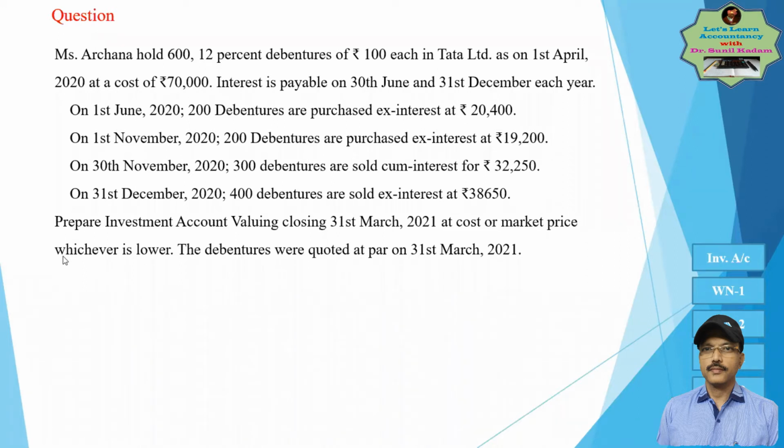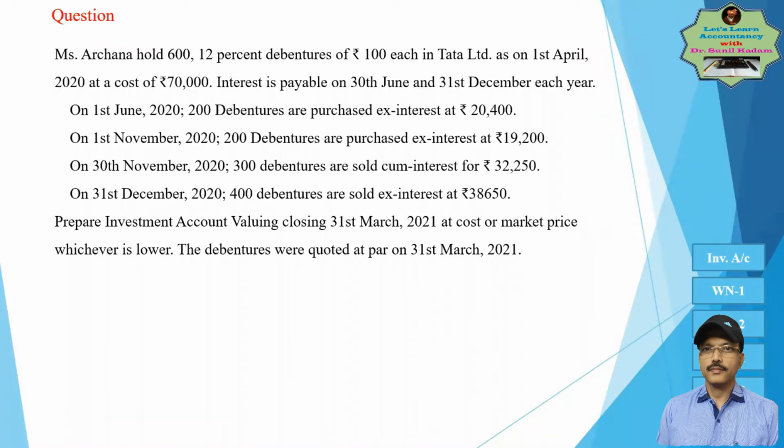So in this case, they have told that the debentures are quoted at par. When it is quoted at par, it means the market price is the face value. So we have to work out what is actually coming by preparing our ledger. We will show it as our value, that is the weighted average cost.